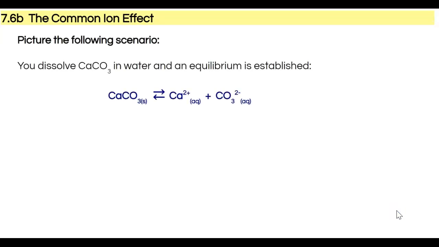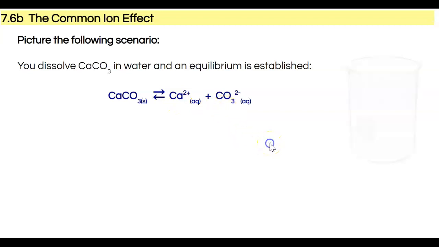So in today's lesson, we're going to be learning about something that is referred to as the common ion effect. So what I want to do is present you with a scenario. Imagine that you have an equilibrium system where you've taken some calcium carbonate, which is a solid with fairly low solubility. Over time, a small amount of the calcium carbonate dissociates, and we end up with a small concentration of calcium ion and carbonate ion present in solution.